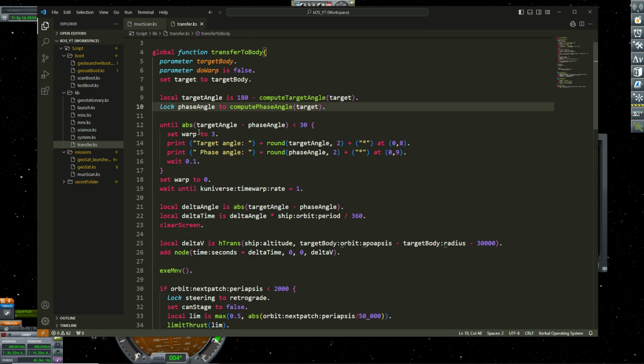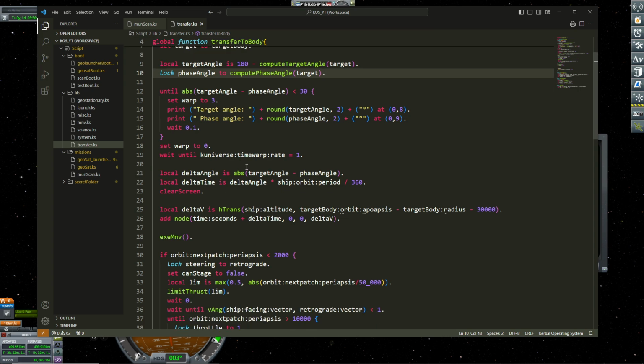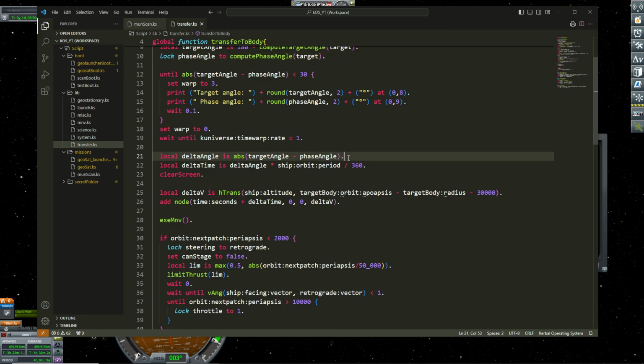First, for any reason, when I start the script, if my target angle and my phase angle are too close, less than 30 degrees, the absolute value of the difference, I prefer to warp a little. I prefer to start with a bigger difference. So this is why I sometimes go around on orbits. My delta angle is the difference between the target angle and the phase angle.